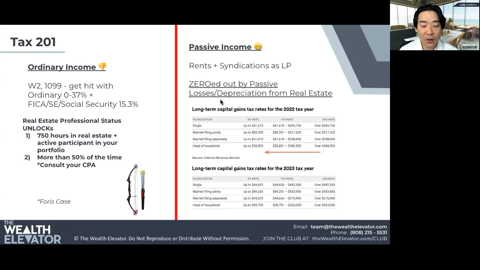But how do you get this bow? The bow is the real estate professional status. Again, I'm not a CPA or tax attorney, but generally speaking, and this is where you have to have a conversation with your own CPA, who's ultimately the person who checks the box on your taxes to unlock this for you, you need to have 750 hours of active participation in your portfolio. And you need to keep a little logbook of your hours.